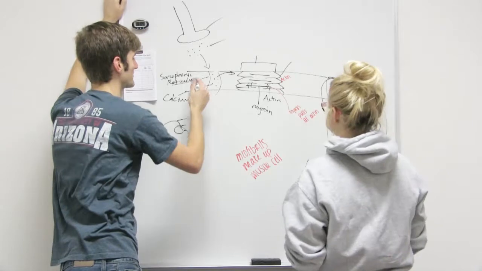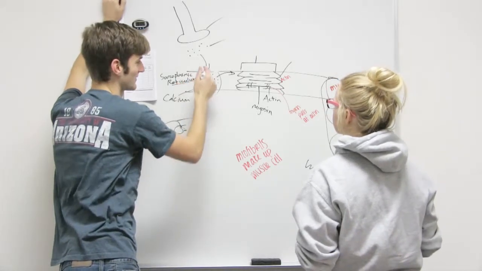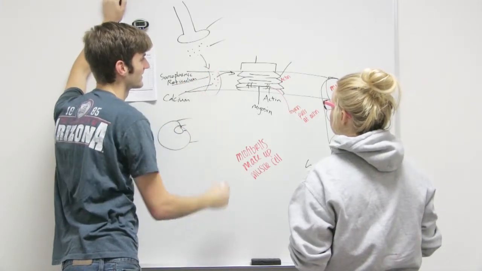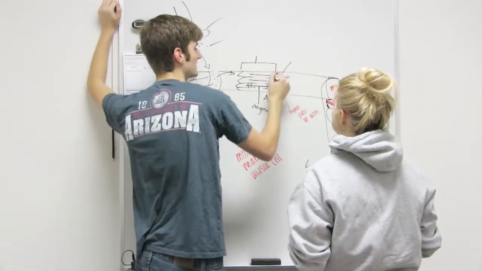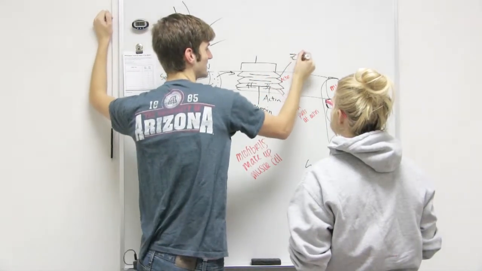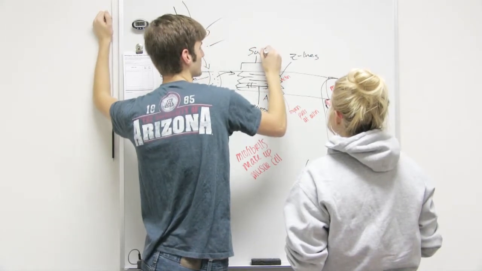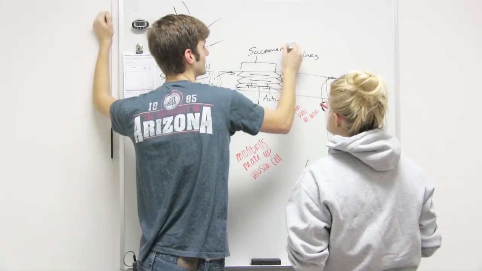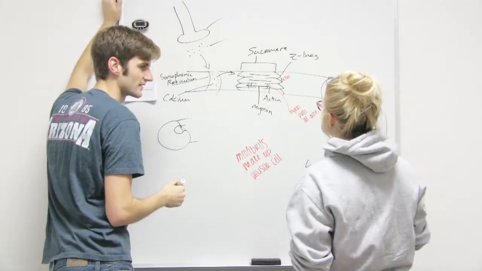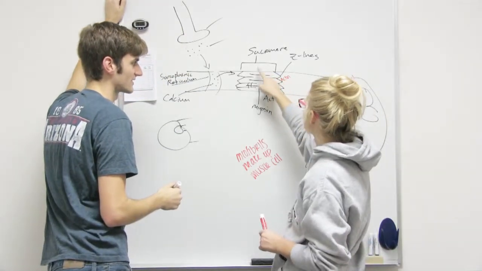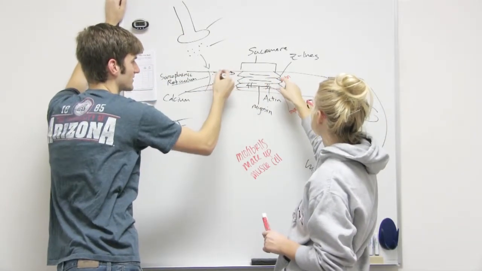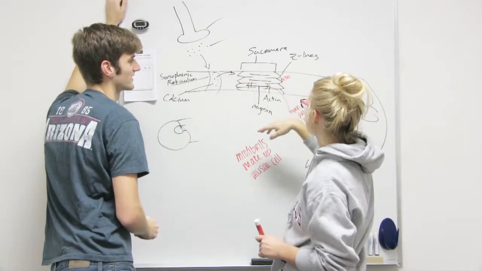So calcium's in the sarcoplasmic reticulum, which wraps around the myofibril. The space between the two Z lines is called a sarcomere. So, like here? That's just a space, yeah. So calcium's released into the sarcomere, into that space.